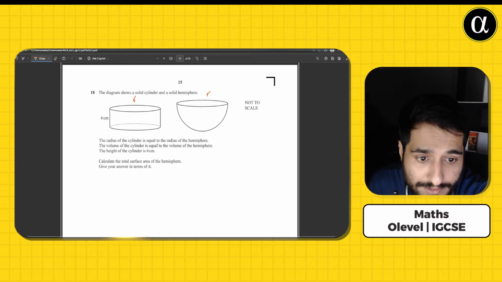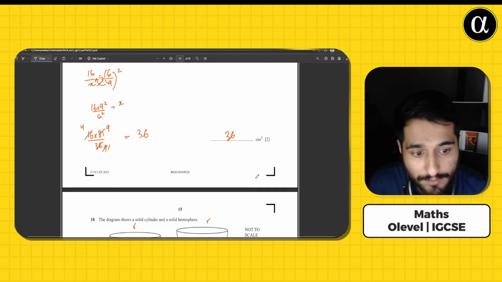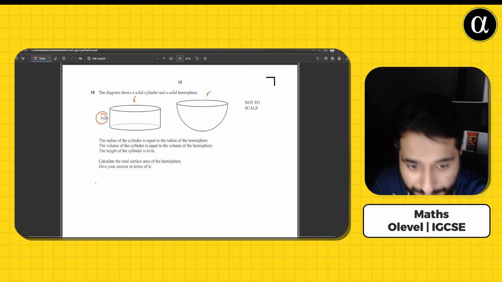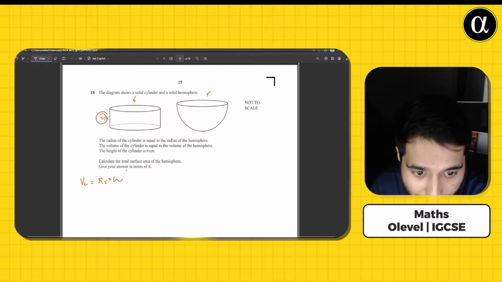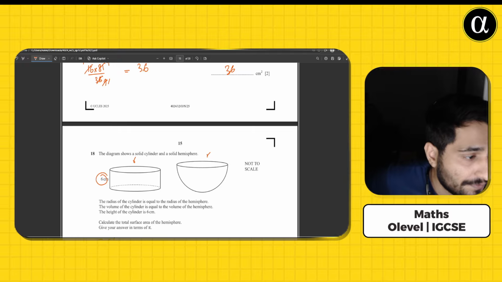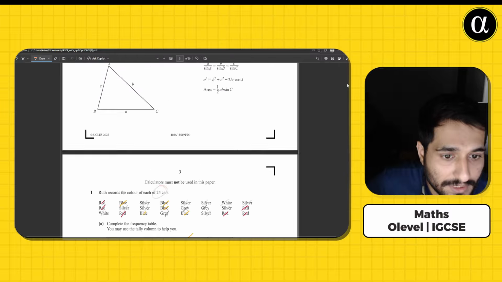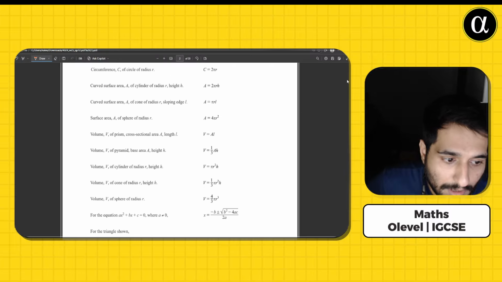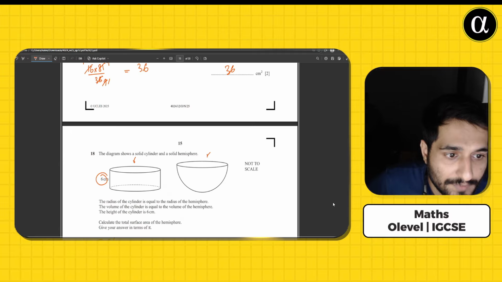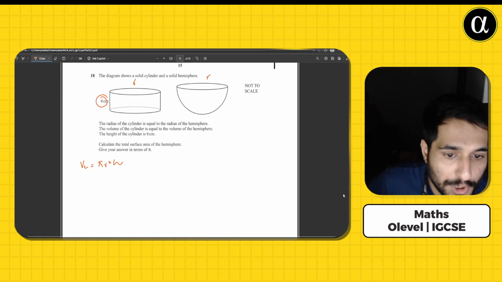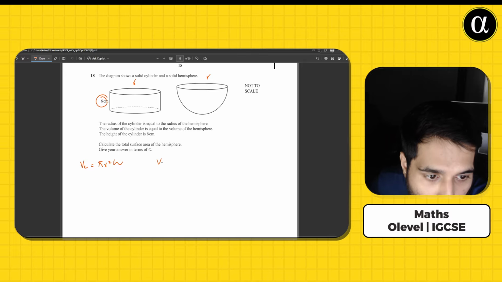Now the examiner further states that the height is 6 and the volume is the same. So we are going to form an equation with the help of volume. For the cylinder, we know the volume of a cylinder is pi r square h, and the volume of a sphere should be given in the formula sheet, that is 4 over 3 pi r cube. But since this is a hemisphere, we will be dividing it by 2, so the volume of the hemisphere would be 4 over 6 times pi r cube.